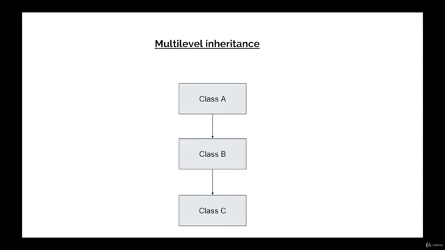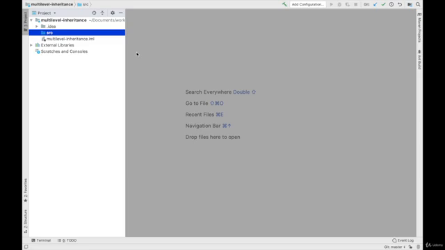We have class C, which extends class B, and class B, which extends class A. So A is the parent of class B, and class C indirectly inherits the properties of class A. From class C you can call methods and variables of class A. Let me show you this with an example.